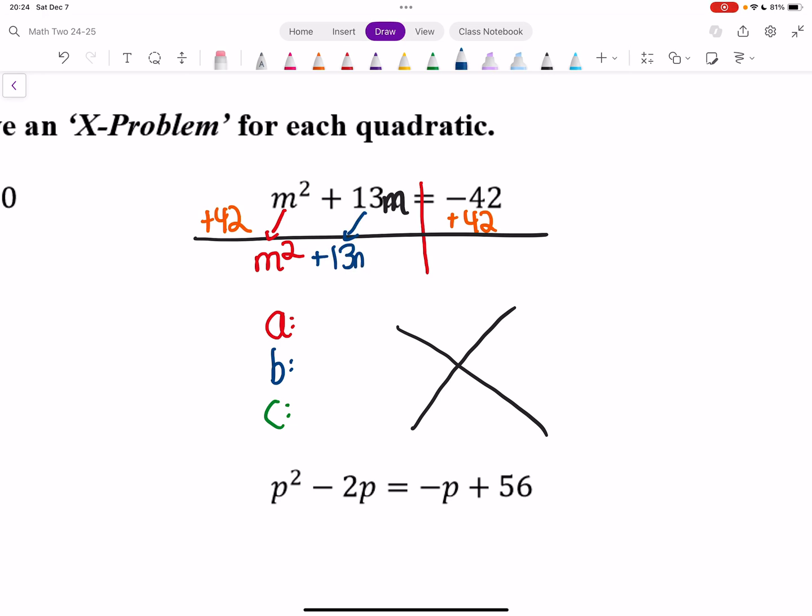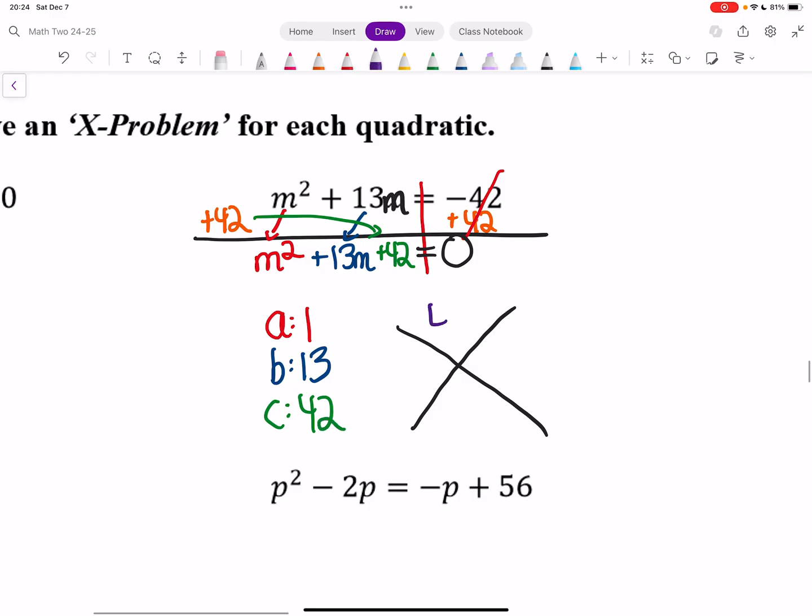Then the power of 1 term next, just bringing it down. And similarly, the linear term with no variable, I'm just going to drop down. Equal to, well, what remains on the right-hand side is 0. Now that all of the terms are on the same side of the equal sign, I can go ahead and identify A, B, and C, set up and solve an x problem.